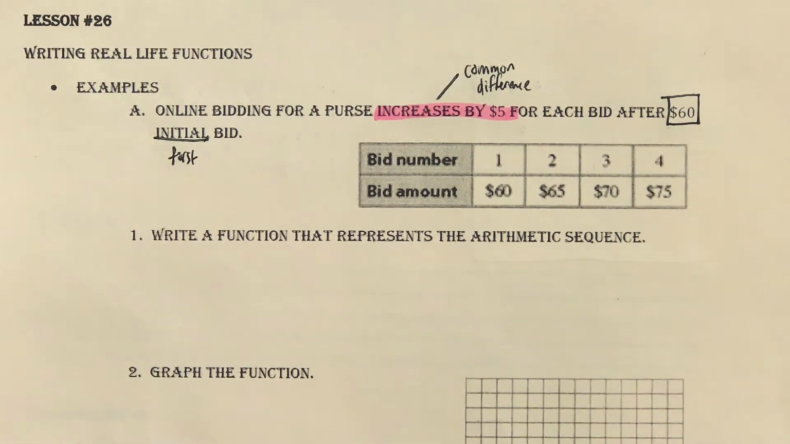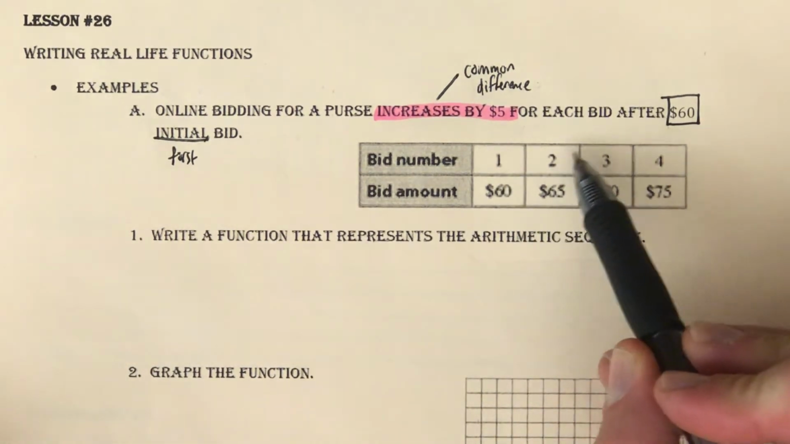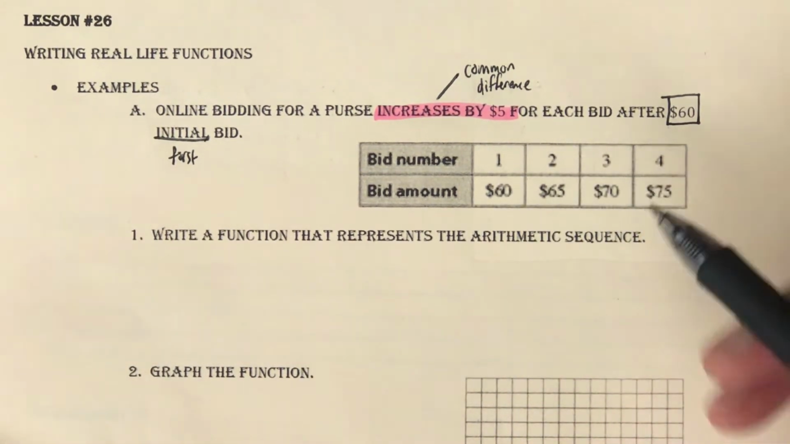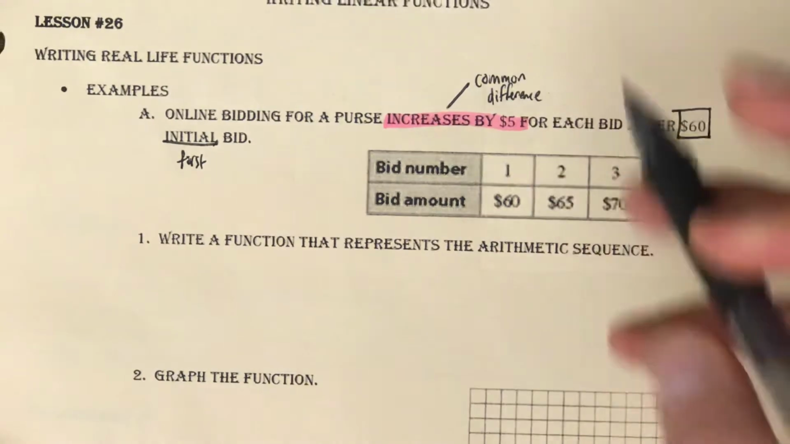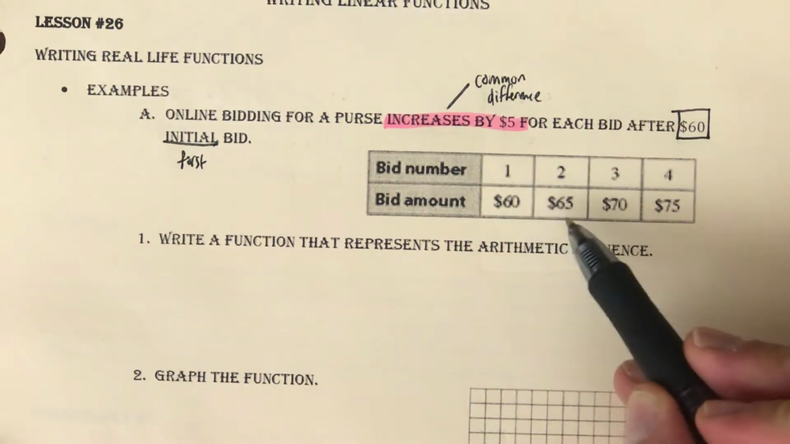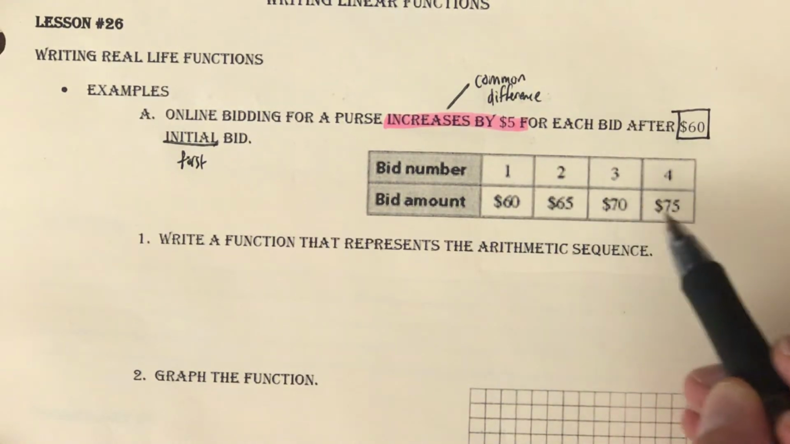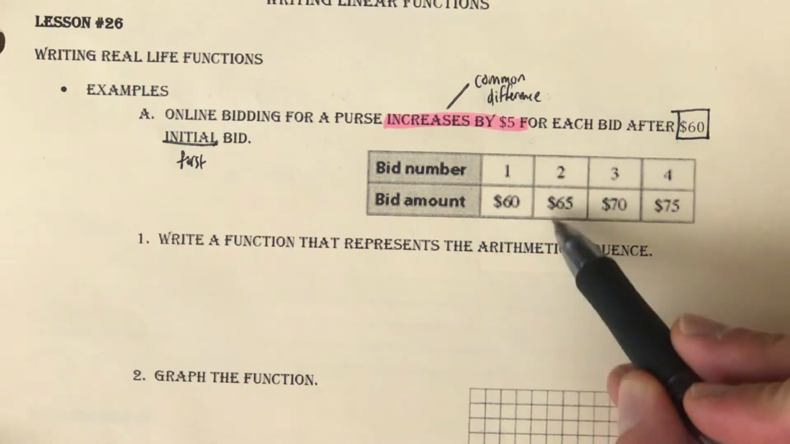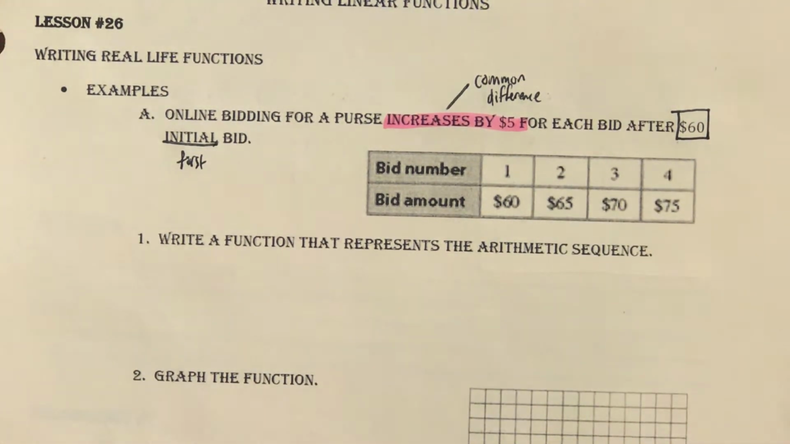And so if I look at this chart, we've got the first bid, second bid, third bid, fourth bid. Then we've got the amount of each bid, so $60, $65, $70, $75. And they're constantly increasing by 5. That's the common difference. So the first thing that they want us to do is write a function that represents the arithmetic sequence, right? So what is happening in this arithmetic sequence?